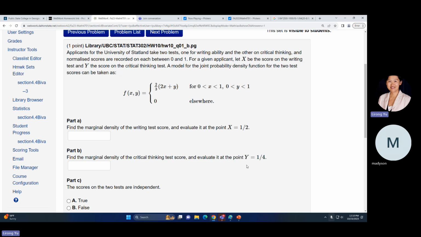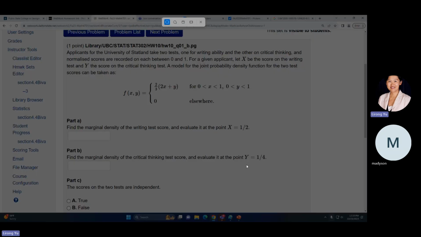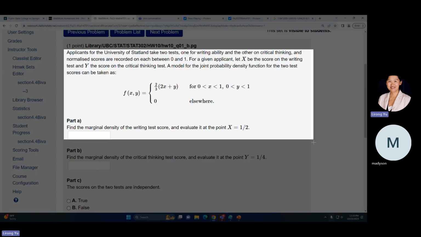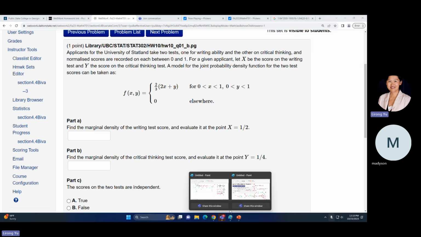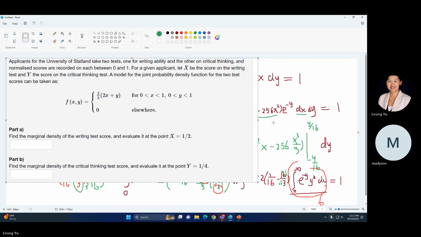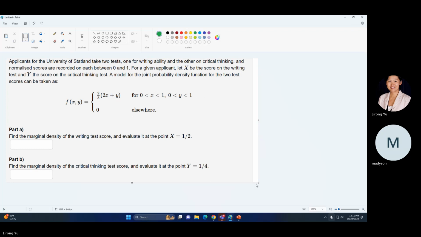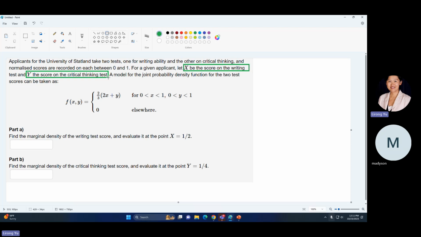All right. One of the key issues here is still trying to remember the meaning of the x value and y. Sometimes we get overwhelmed by the formula itself and lose track of what we were actually supposed to calculate. For example, this one. If you read through the question, it says x is representing the score on the writing test, and y is representing the score on the thinking test.